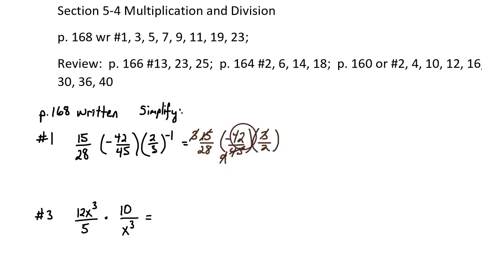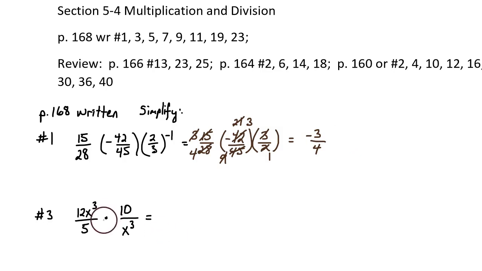In the top we have negative 42, and in the bottom a 2. Those both divide by 2. So 42 divides by 2, leaving 21, and 2 divides by 2, just leaving 1. 21 and 28 will reduce. They both divide by 7. 21 divides by 7, leaving 3, and 28 divides by 7, leaving a 4. When all is said and done, there's a negative in the top and a 3 in the top, and in the bottom, a 4.